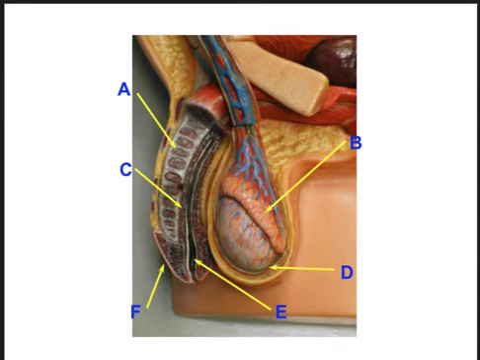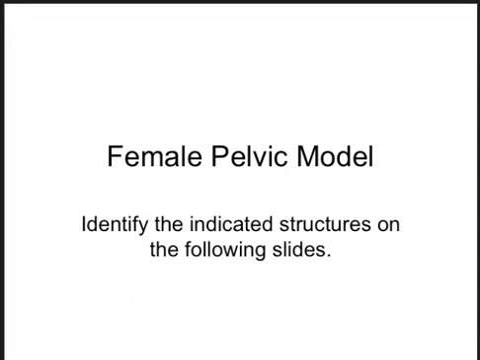B is pointing to the epididymis. This is where sperm learn to swim. D is pointing to the tunica albuginea. This is the white jacket that encloses the testes. The testes are underneath this region. Tunica albuginea is Latin for white jacket. E is pointing to the penile urethra, and F is pointing to the glans of the penis. Okay, now moving on to the female pelvic model.